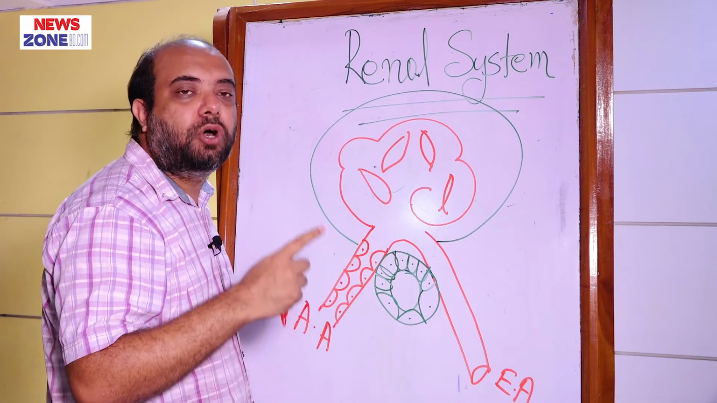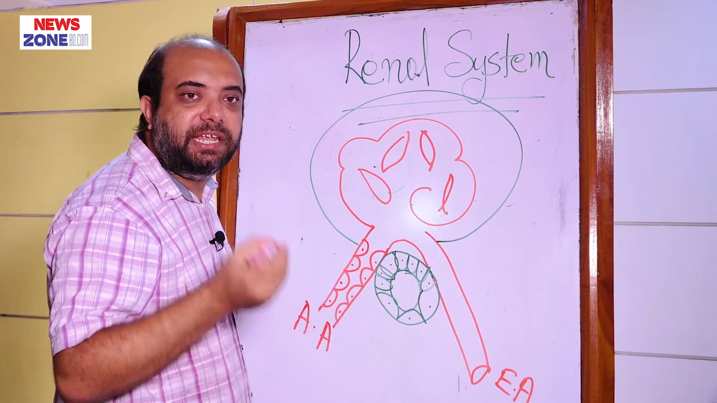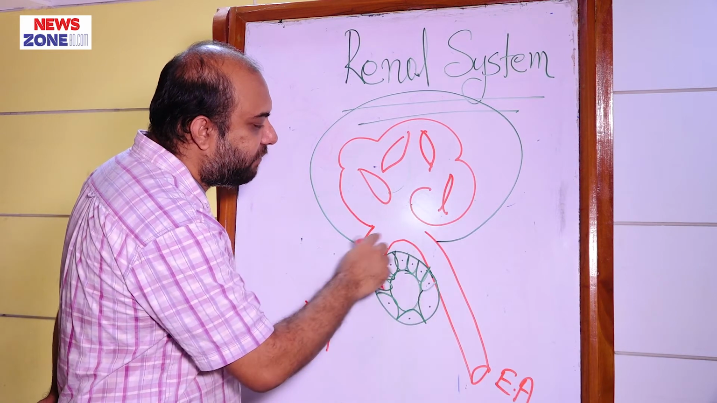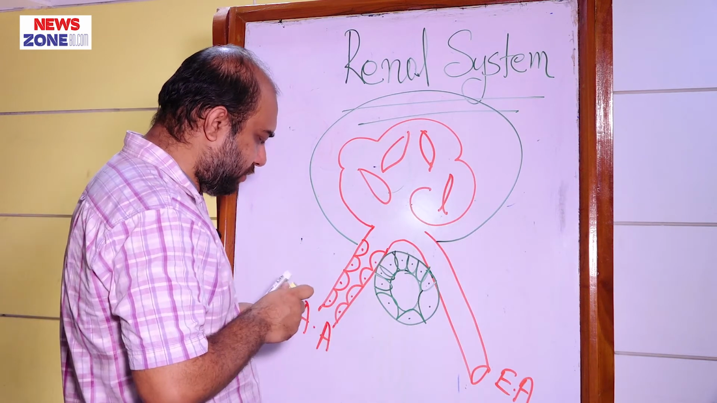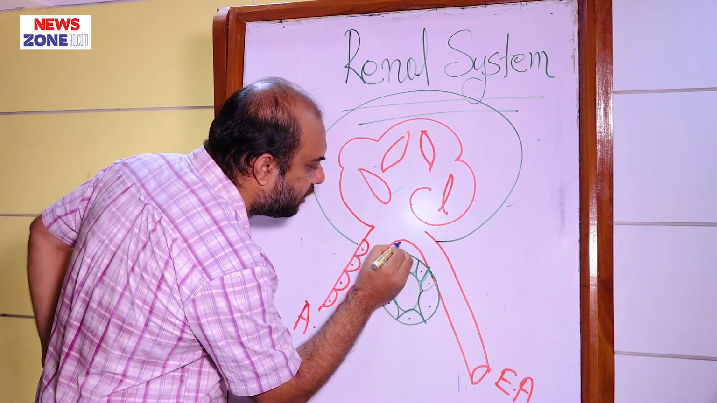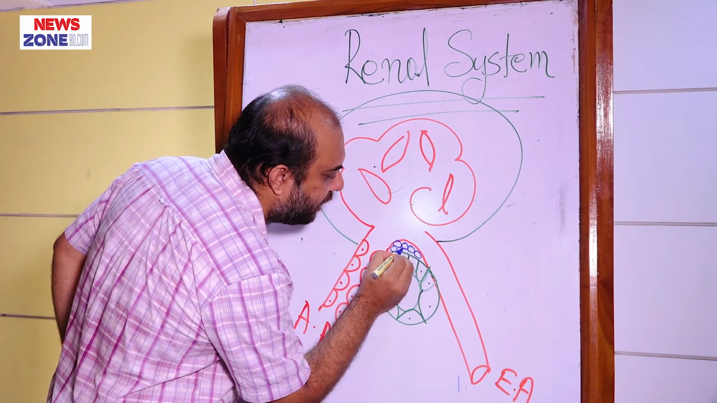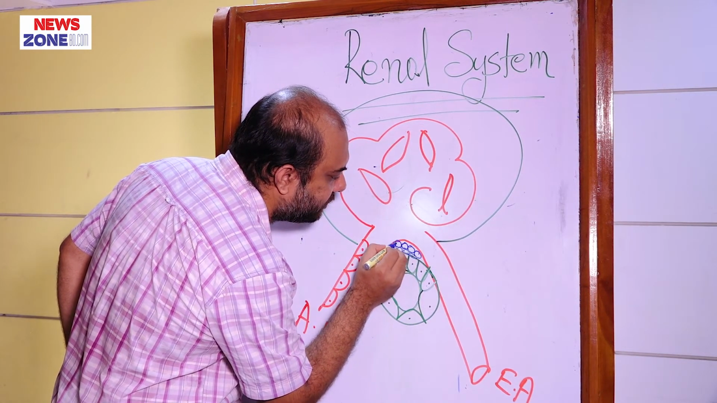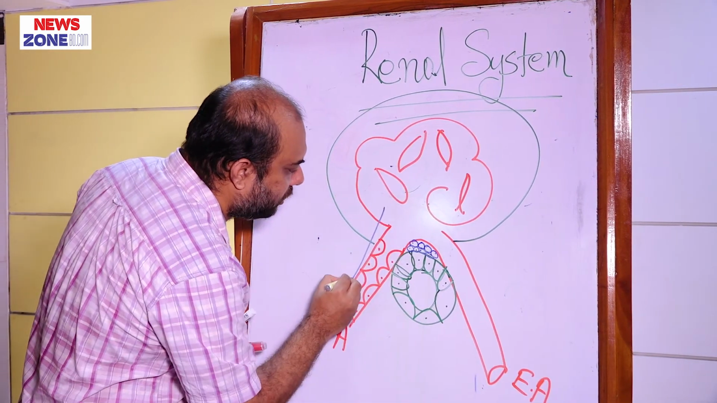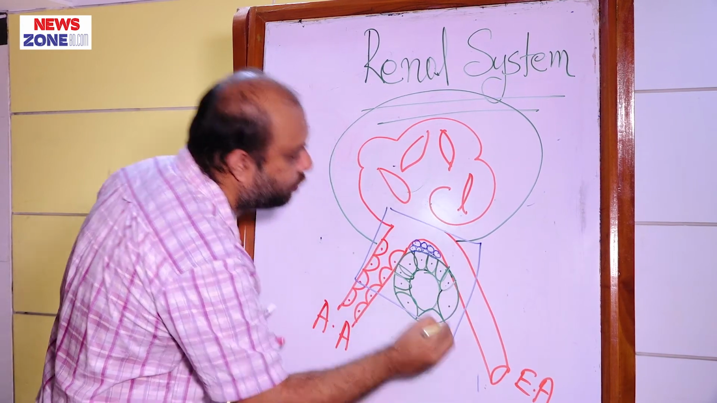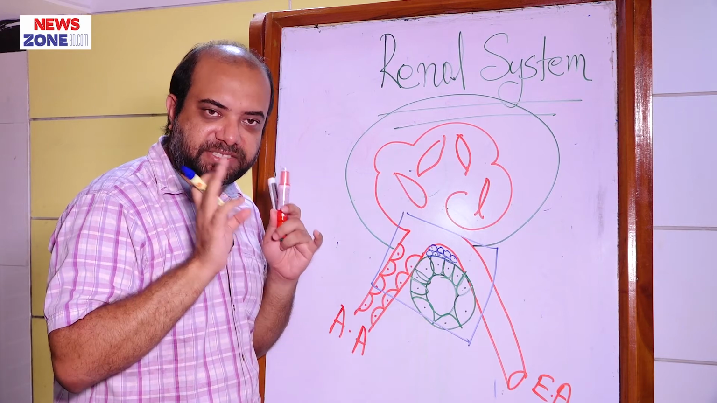Now I will draw the third cells, that is Lacy cells. Lacy cells are situated in between the junction of afferent and efferent arteriole and the macula densa cells. So if we draw these cells here, they are known as Lacy cells. So we can tell this portion is known as juxtaglomerular apparatus. Juxtaglomerular apparatus has three cells.